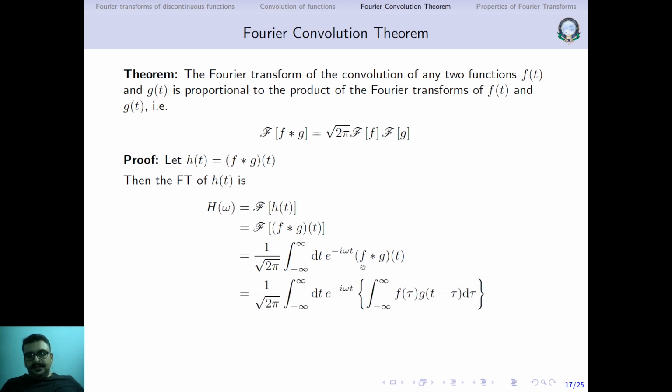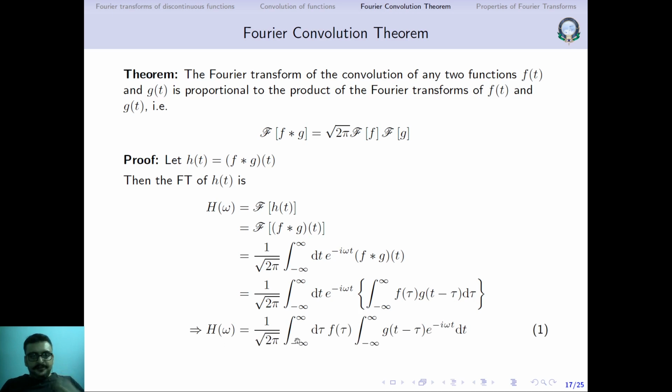Then we expand this using the definition of the convolution. f star g is nothing but the integral from minus infinity to plus infinity of f of tau g of t minus tau d tau. It does not matter whether you reverse and shift g or f because of the commutative property. So I have chosen to reverse and shift g here. So this is what we get.